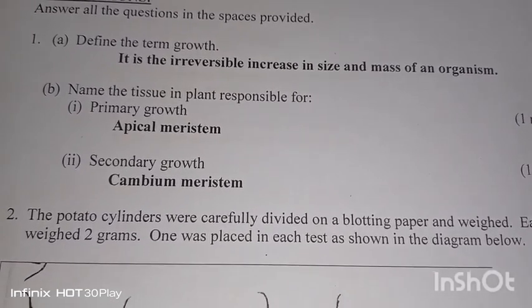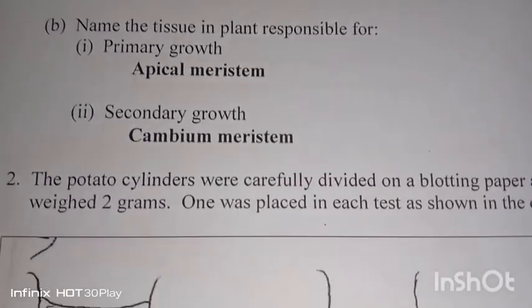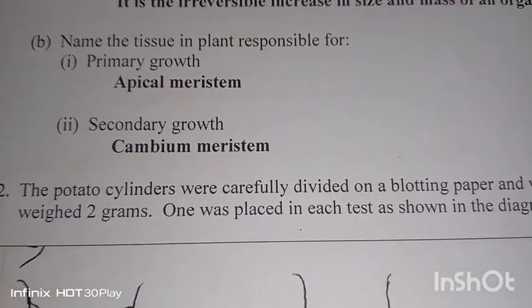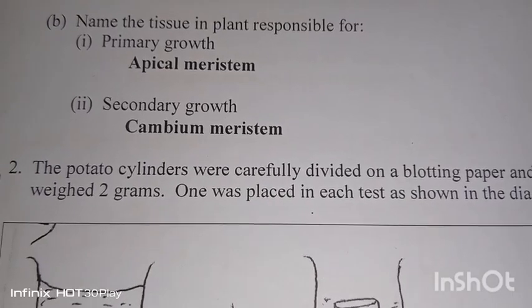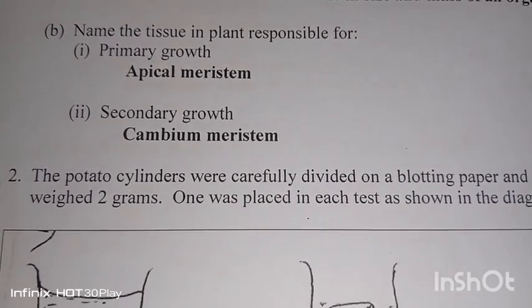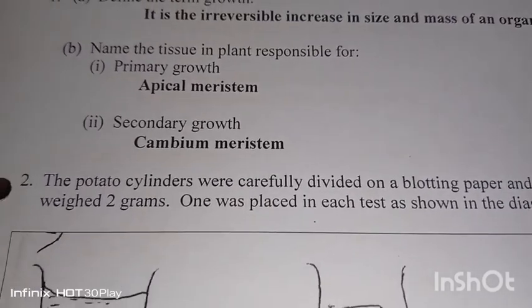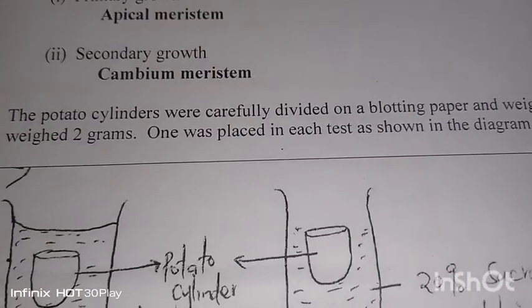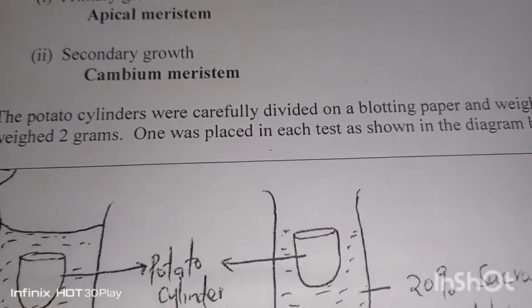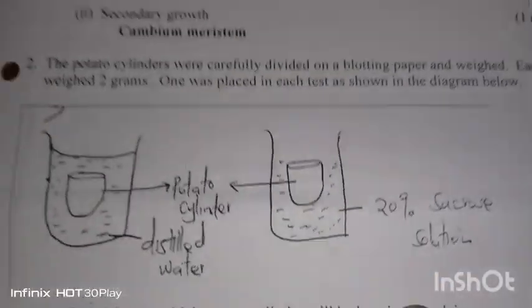Name the tissue in plant that is responsible for primary growth and also for secondary growth. For primary growth, the tissue responsible is the apical meristem. Basically, it helps the plant to grow upwards and downwards in the shoot and also in the root. Then secondary growth, its increase in diameter, which is the cambium meristem, is involved.